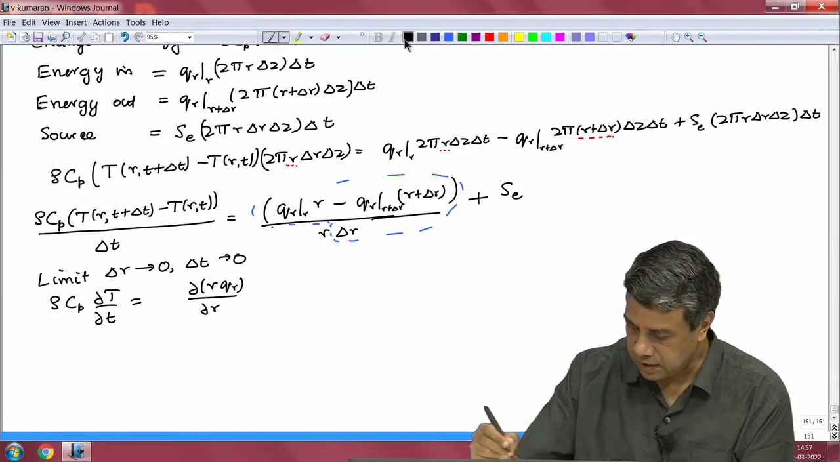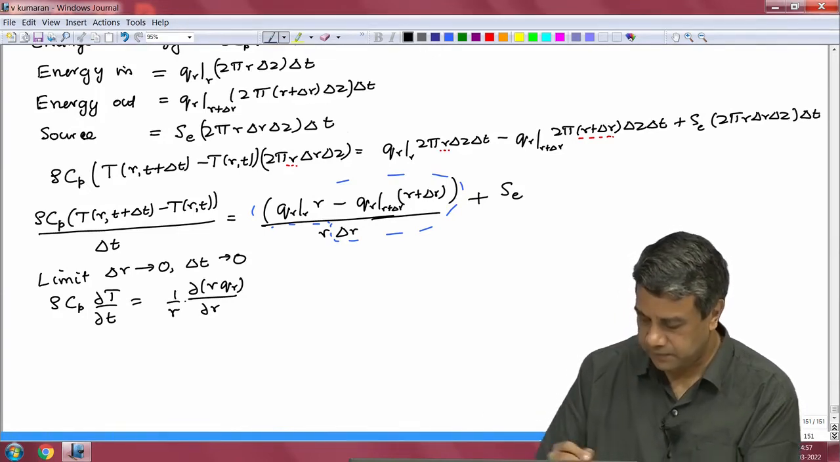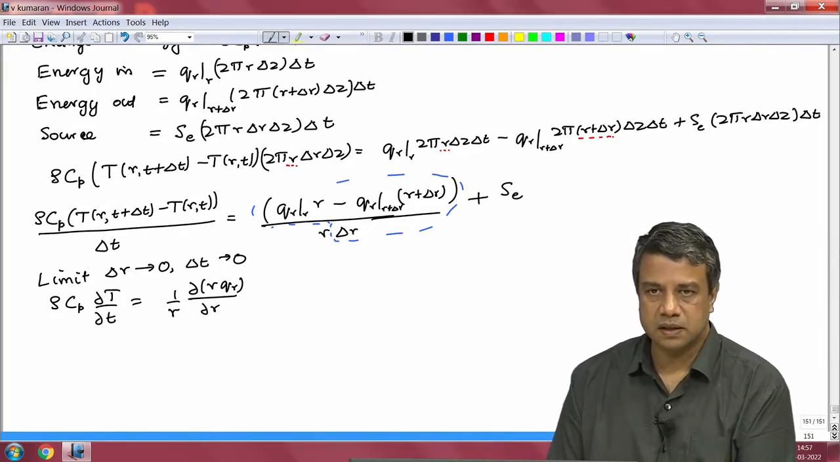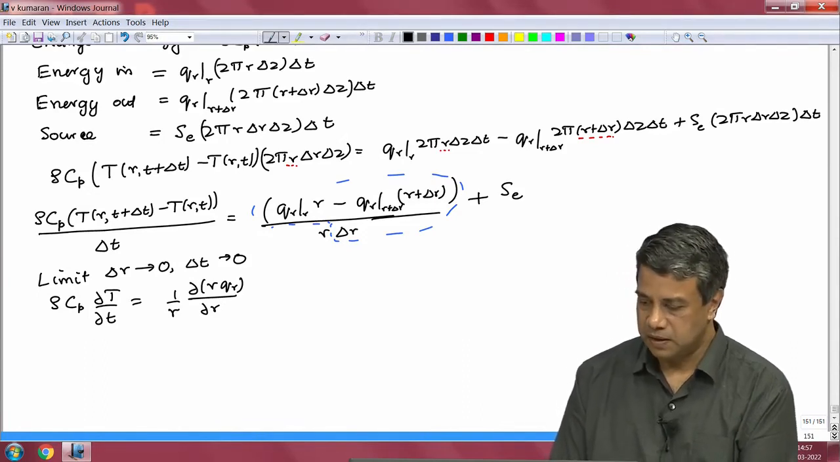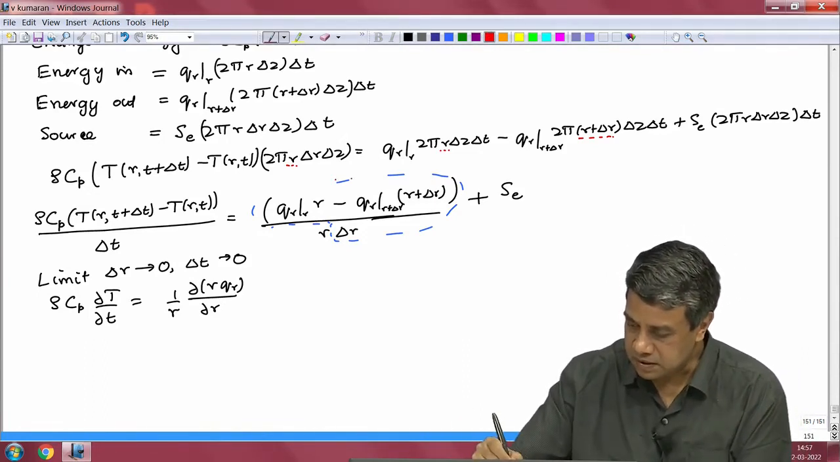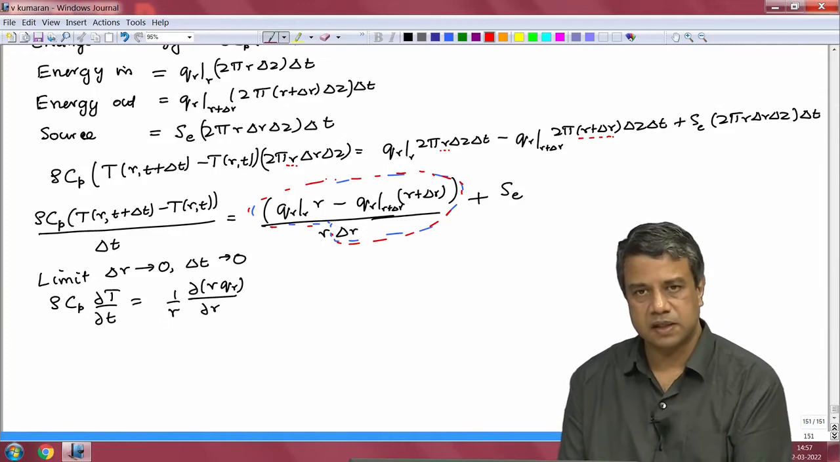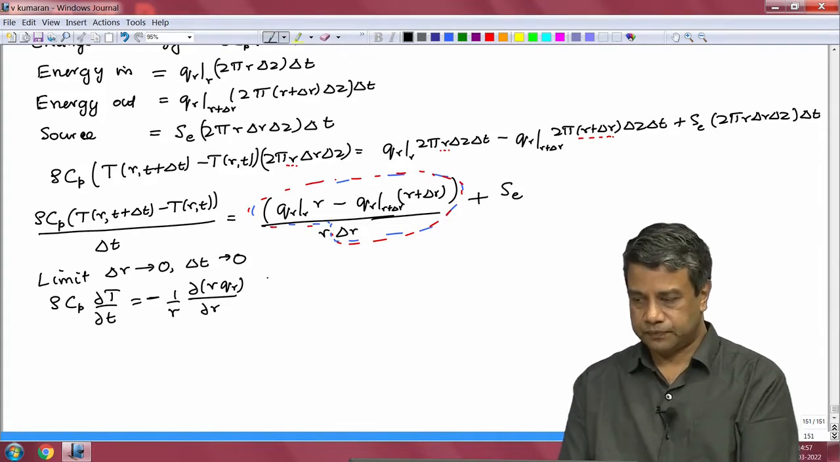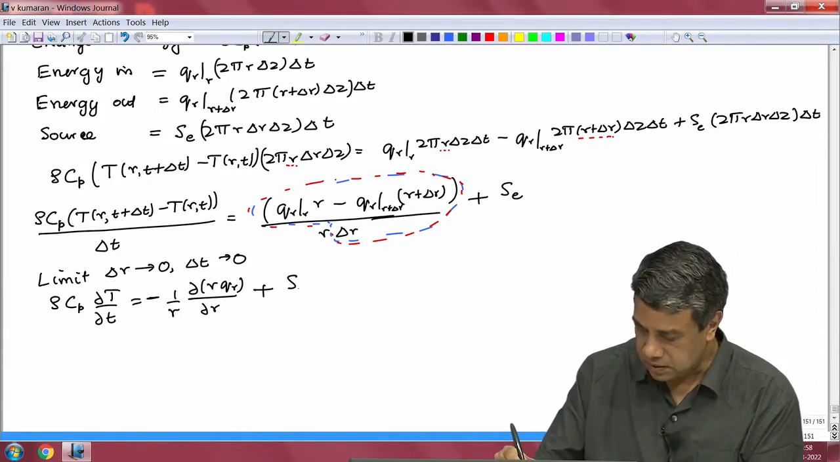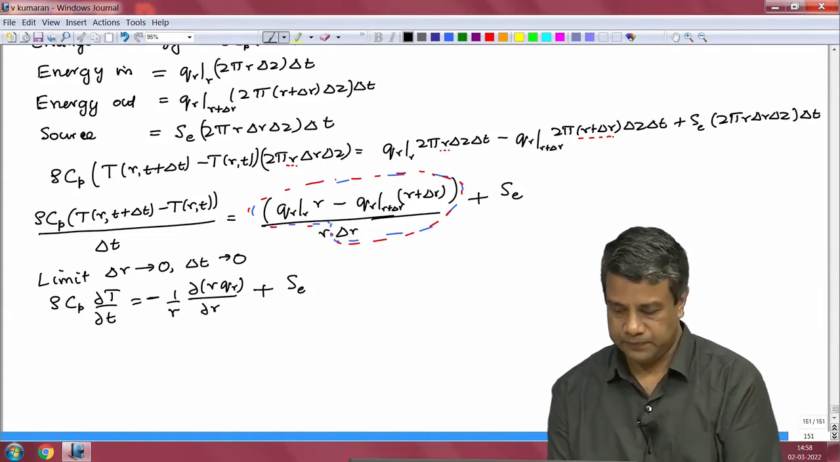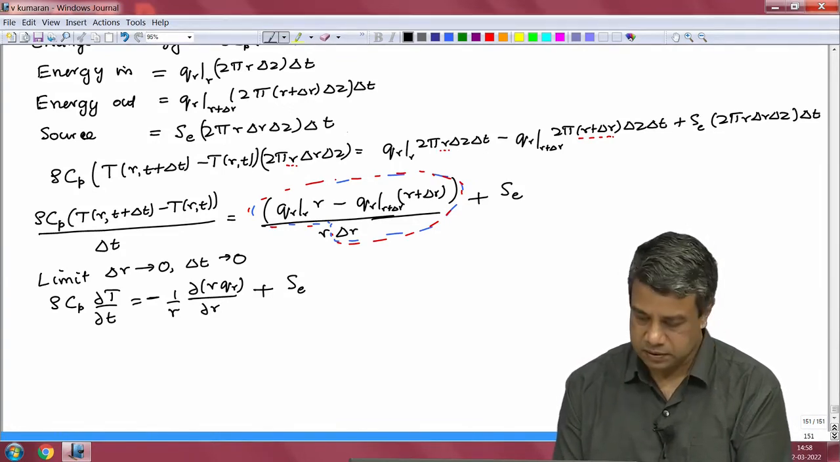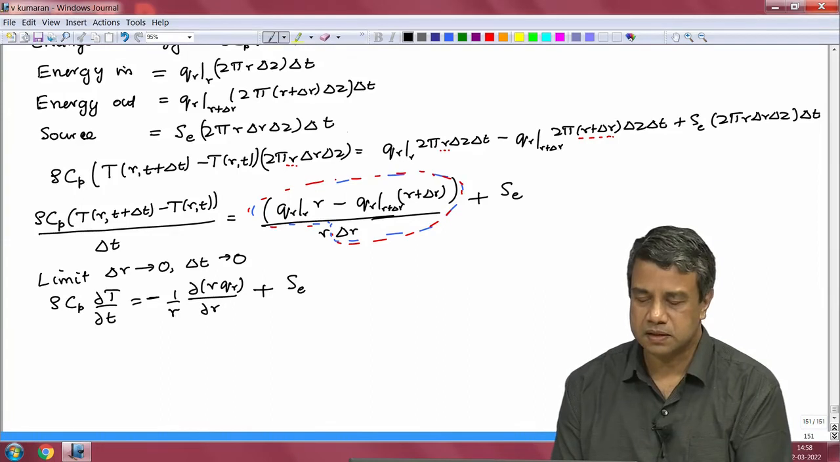and I have another r in the denominator, 1 over r. And this is still not quite correct, because the derivative would be the value at r plus delta r minus the value at r. What I have on the right hand side here is the value at r minus the value at r plus delta r. So, therefore, I should have a negative sign here, plus the source of energy. So, that is the balance condition in a cylindrical coordinate system.